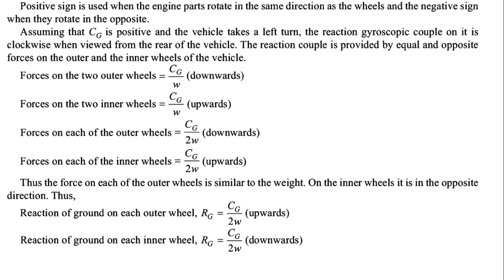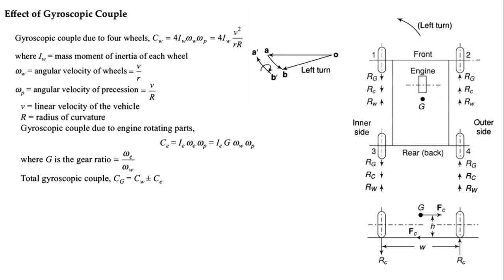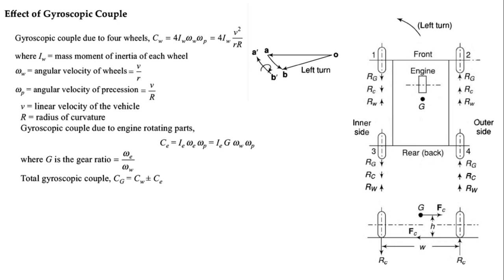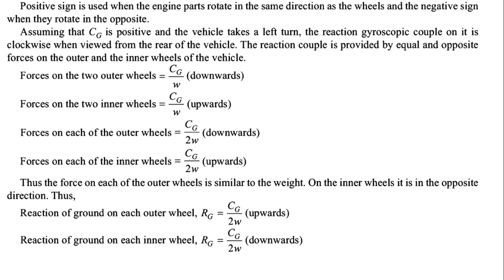Assuming that CG is positive and the vehicle takes a left turn, the reaction gyroscopic couple will be clockwise when viewed from the rear side of the vehicle. The reaction couple is provided by equal and opposite forces on the outer and inner wheels of the vehicle. The force on the two outer wheels will be CG divided by W, downwards, whereas the force on the two inner wheels will be CG by W, upwards.